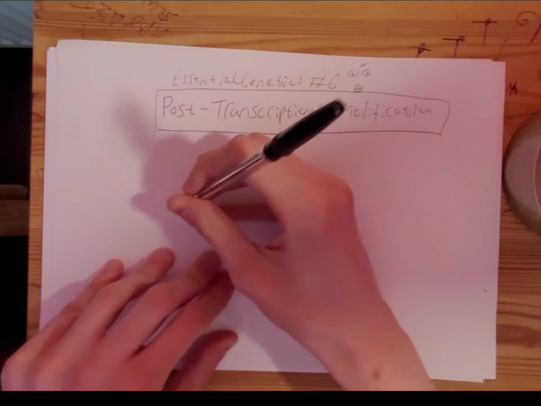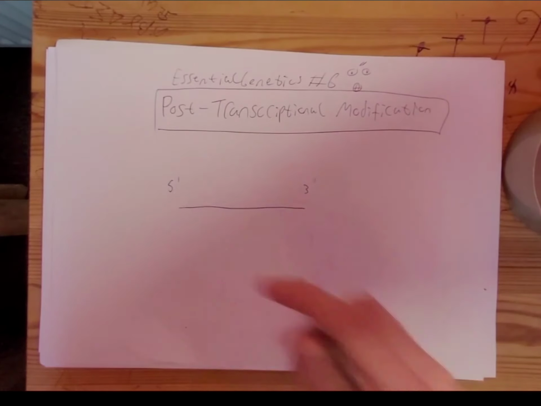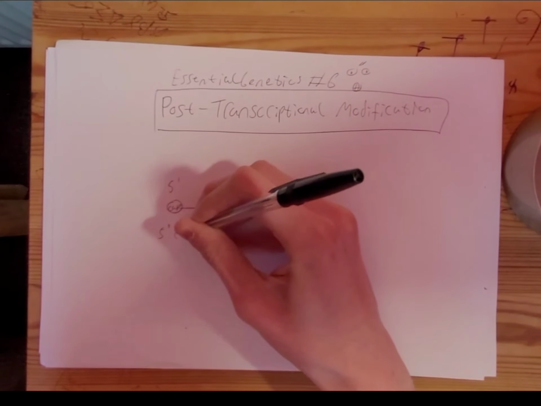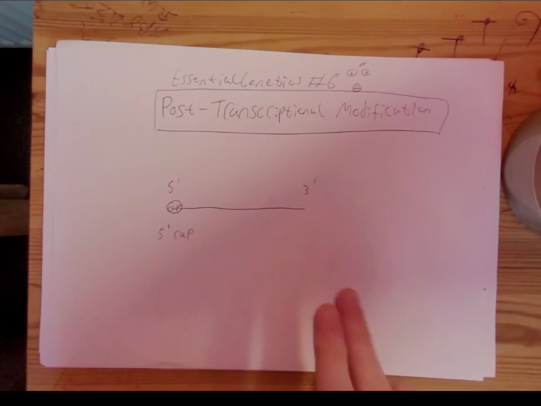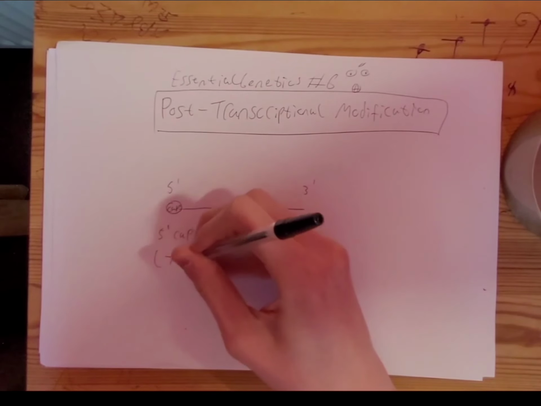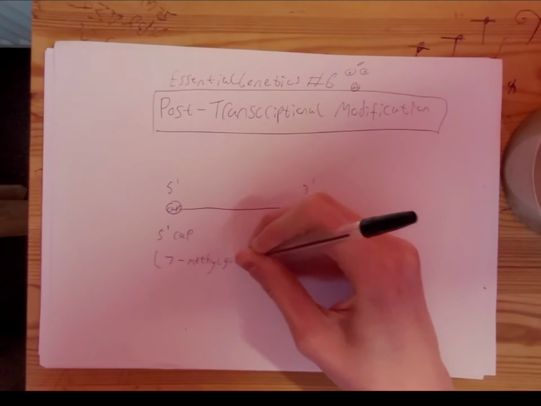We've got our pre-mRNA here. This is the 5' end, this is the 3' end. At this end, something will be added called a 5' cap. This is a guanosine, not a guanine, a guanosine. A guanosine is a nucleoside, if you don't know what that is, it's in the first video in this series, I believe. It's got a methyl group on position 7, so it's a guanosine with a methyl on carbon 7. So the 5' cap is called 7-methylguanosine.